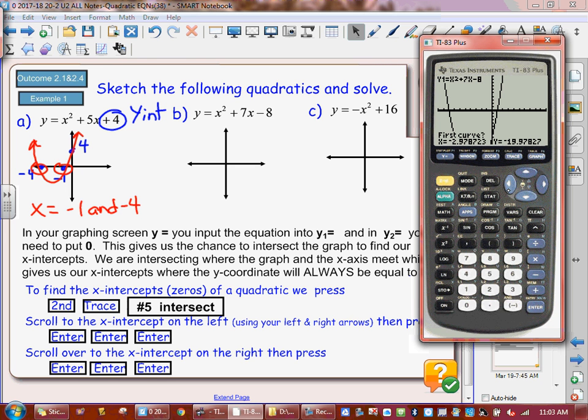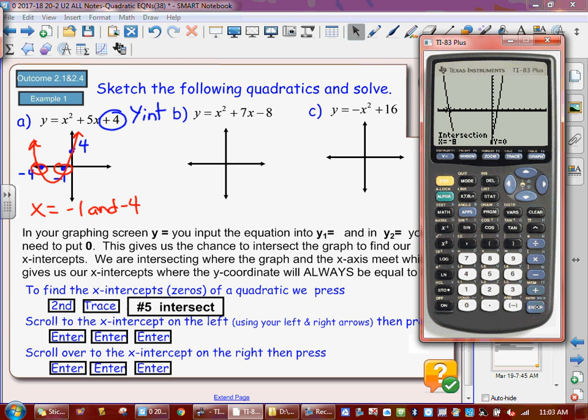Do we see him yet? No, not yet. Where is he? There he comes. Okay, anywhere over halfway when you see your cursor. Now you can hit enter 3 times. And it's -8. So we have -8 and +1.